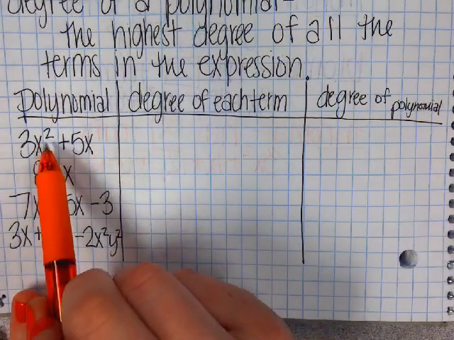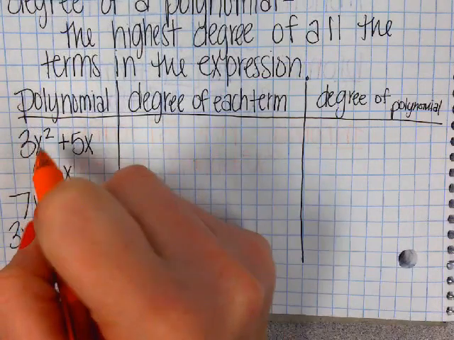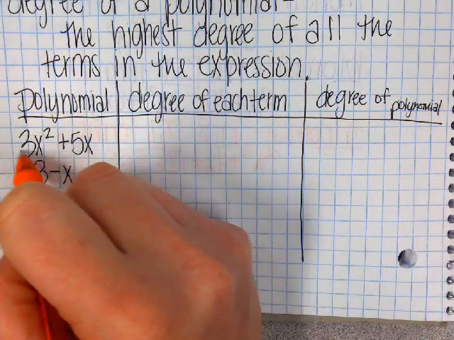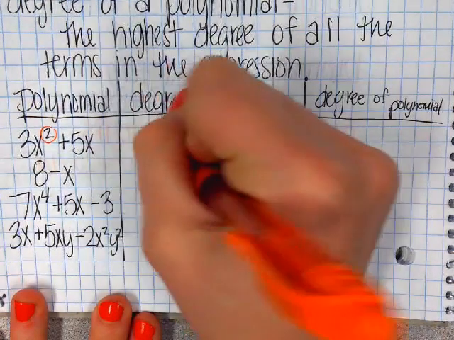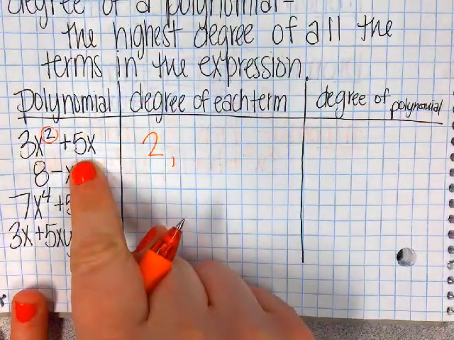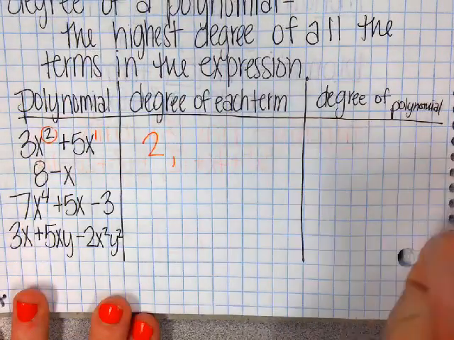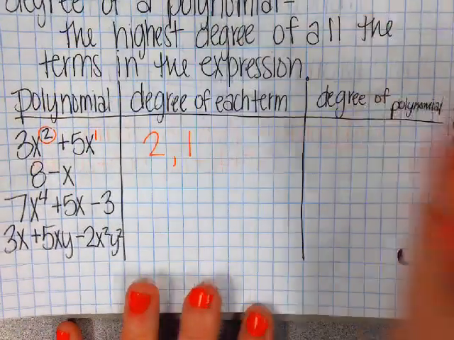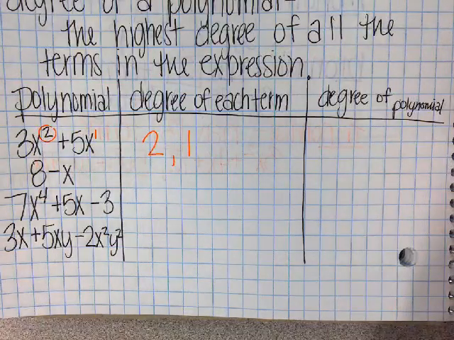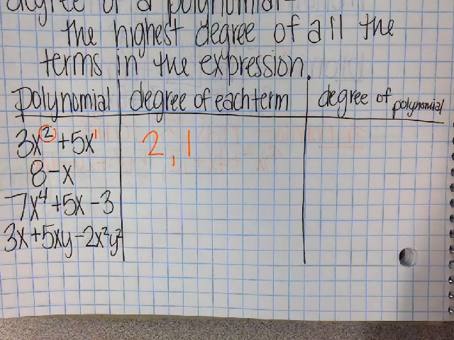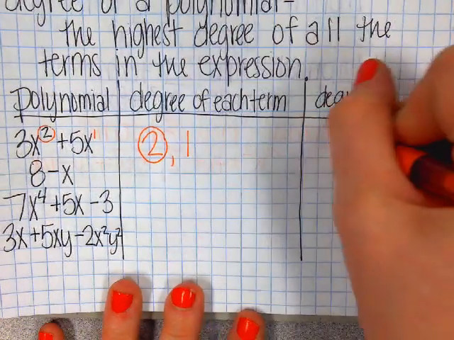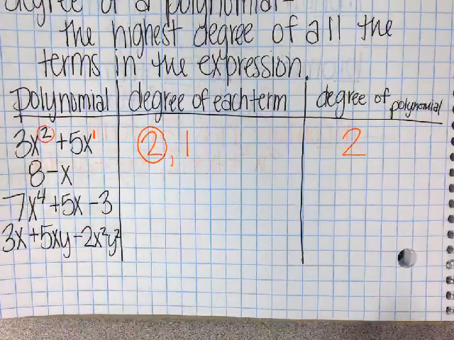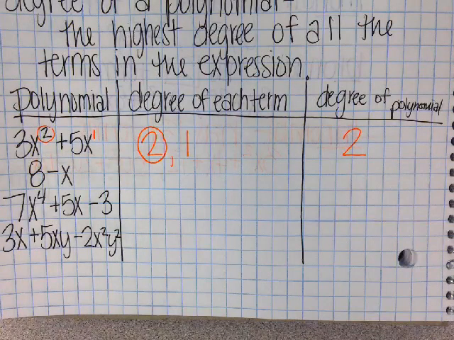So if you look at this, we have 3x squared plus 5x. If you look at the x squared, what is the degree of this term right here? It's 2. And then what's the degree of the second? It's 1, because there's one variable multiplying. What's higher out of 2 and 1? It's 2. So the degree of the entire polynomial is 2 because you have to pull the highest degree out of all of the terms.